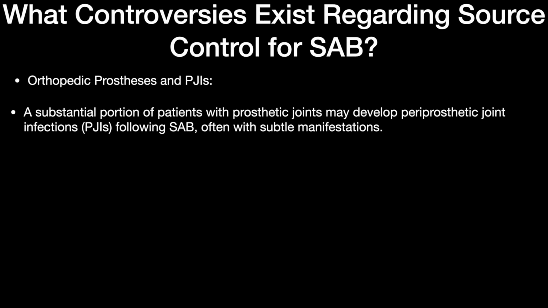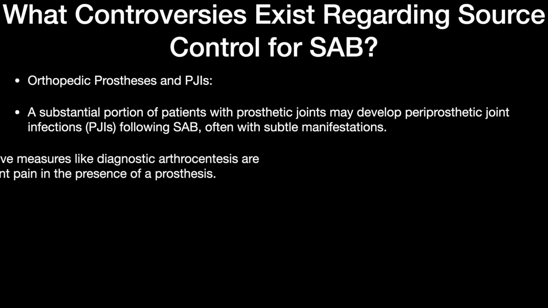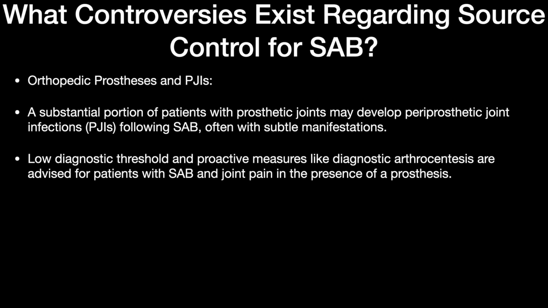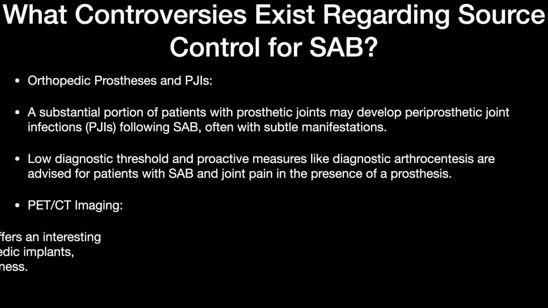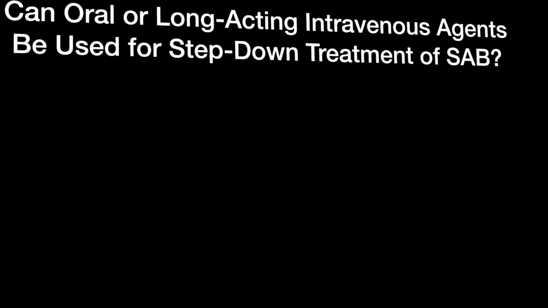Now, orthopedic prostheses. A substantial portion of patients with prosthetic joints may develop periprosthetic joint infections following the SAB, often with subtle manifestations. A low diagnostic threshold and proactive measures like diagnostic arthrocentesis, or evaluating patients with joint pain for persistence of the prosthesis infection, matter. PET scan can be done. Its potential role in identifying such infection and focus is very important.